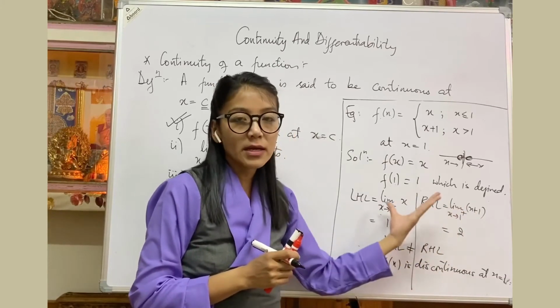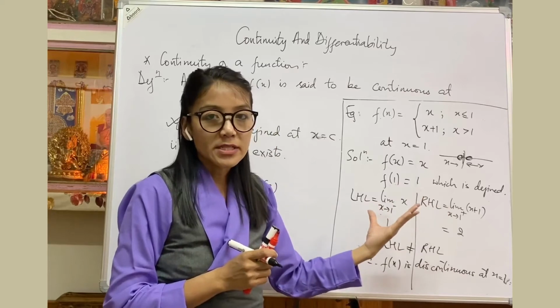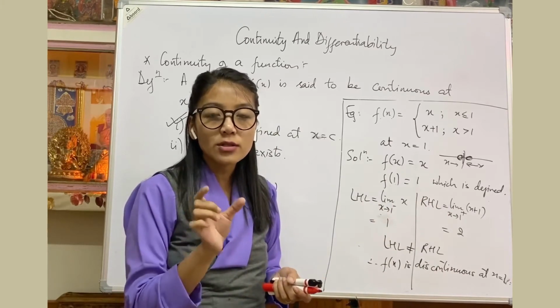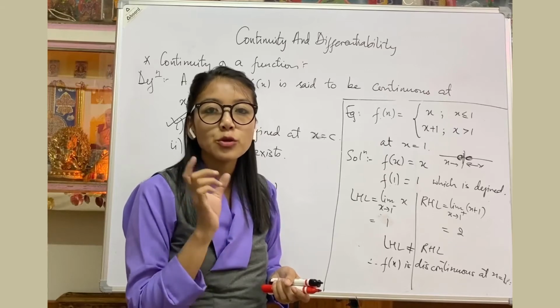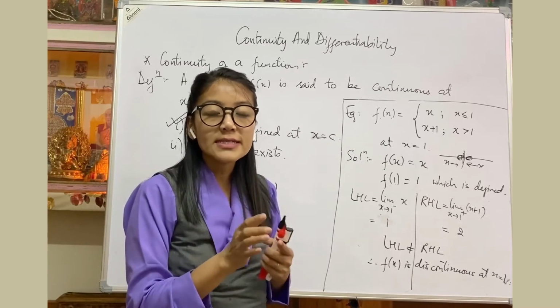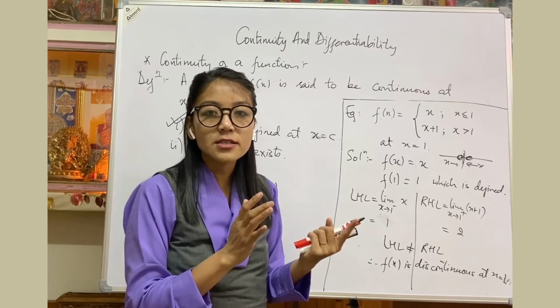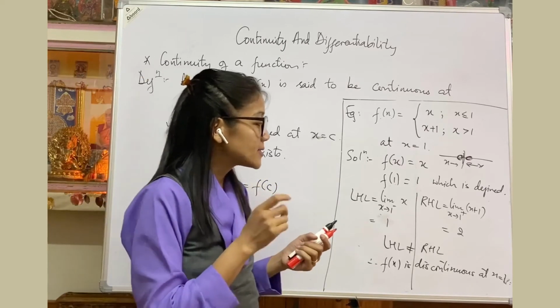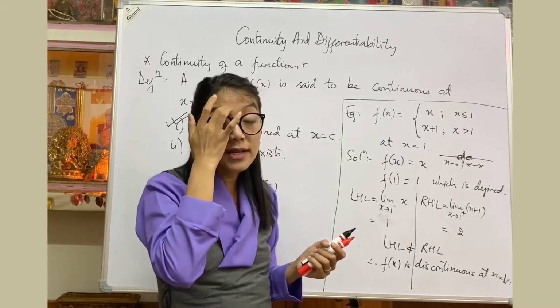You can use the direct method for evaluating the limit. Is that clear? But you should be clear with that concept, because the substitution method is to be used when the given function is a modulus function or a greatest integer function. Like special functions, you need to apply the substitution method. So you should be clear with that concept.